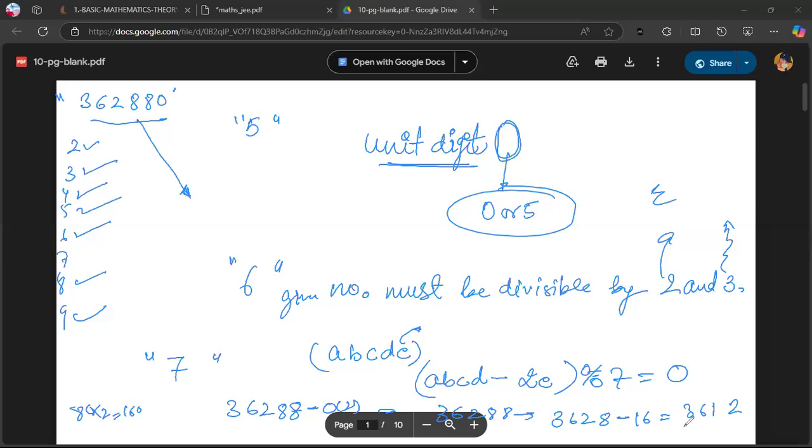Now if the number is still big, you can further subtract the double of the last digit. The answer will be 357. So 357. Now let's check whether it is divisible by 7 or not. 7 5s are 35. 7 1s are 7. So it is divisible by 7. So the whole number will also be divisible by 7.